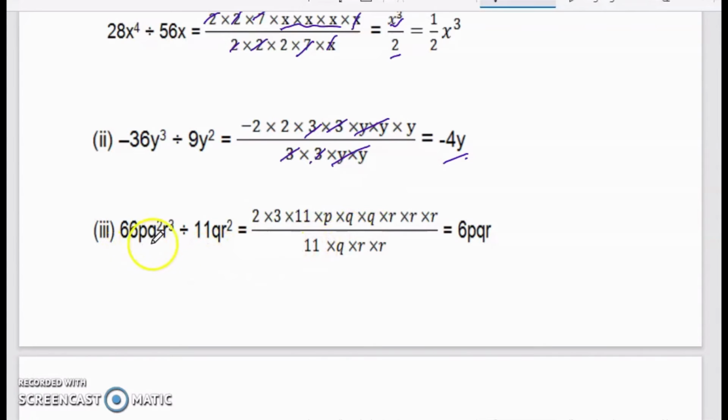Then 66 p q square r cube divided by 11 q r square. So again here you can cancel out the common factors and what you will get is 6 pqr.